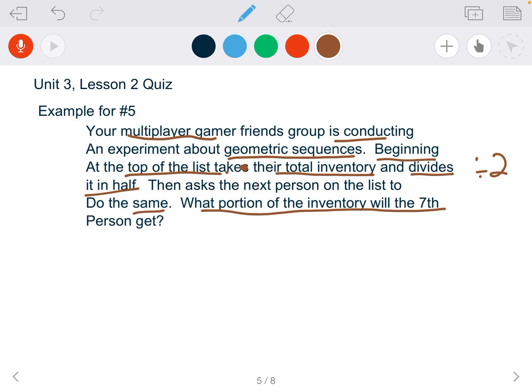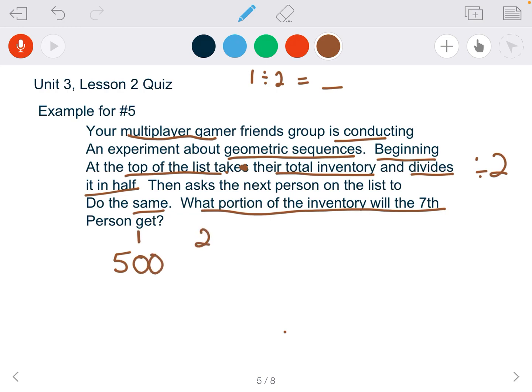Oh, so they do one whole. So on your number 5, you're taking the number 1 and dividing it by 2, giving it to the next person. On mine, let's say that I start with 500 things in my inventory. So this is player 1.